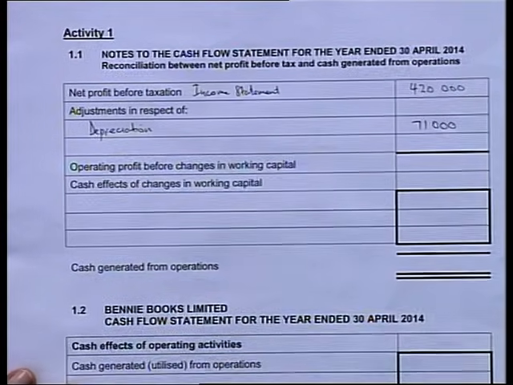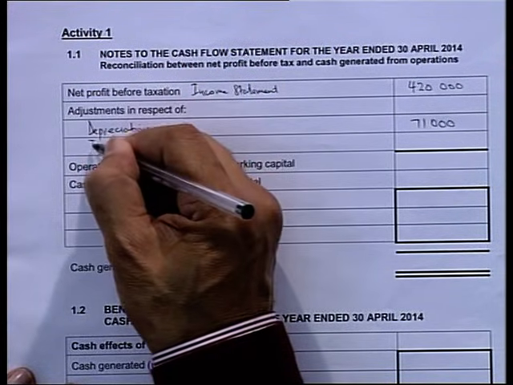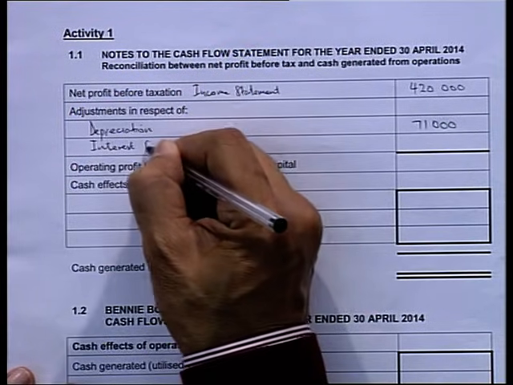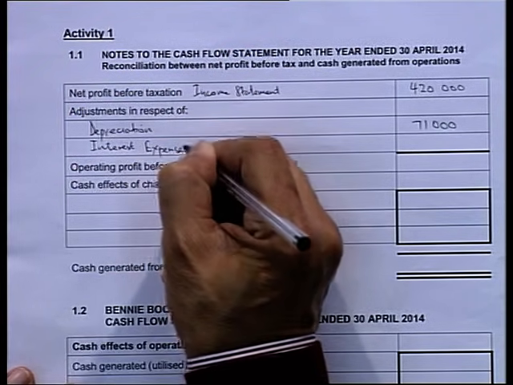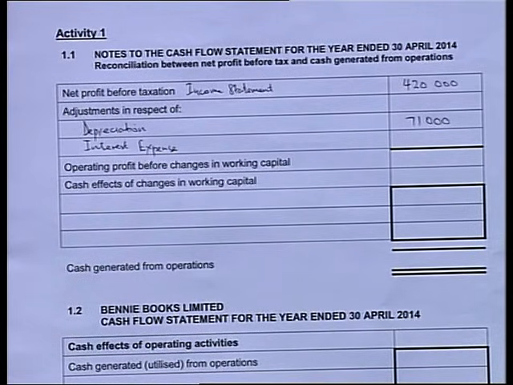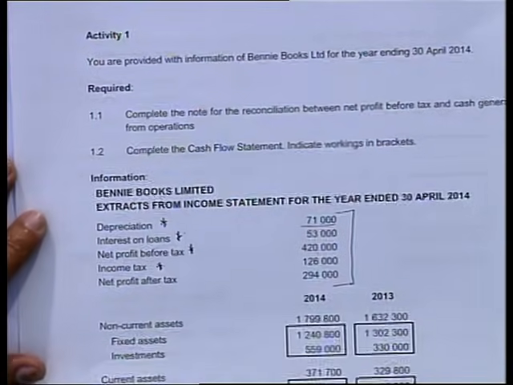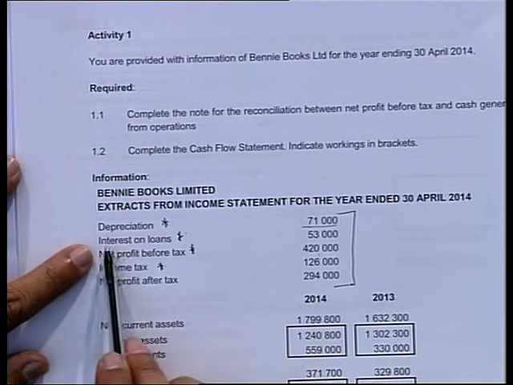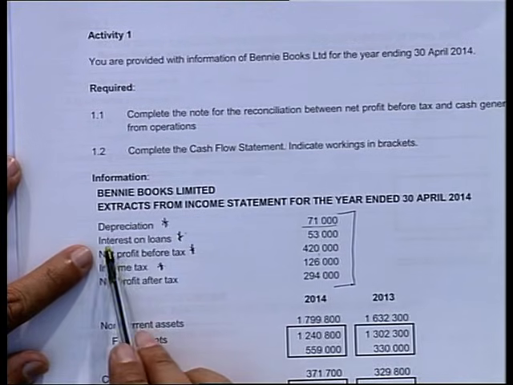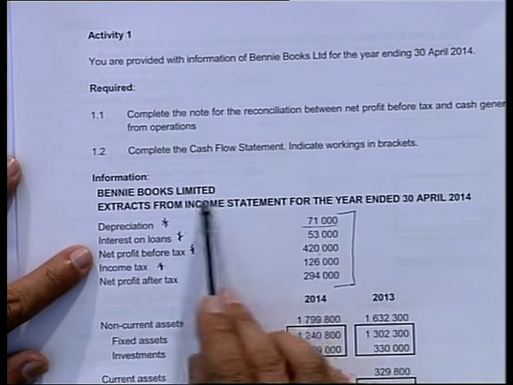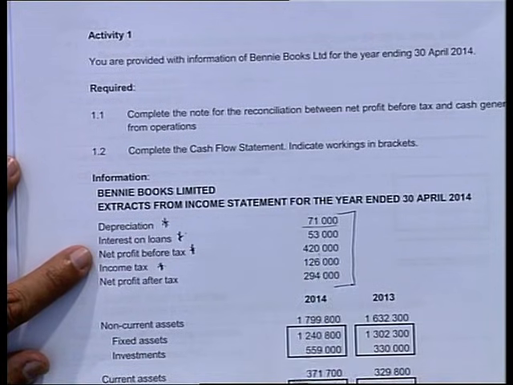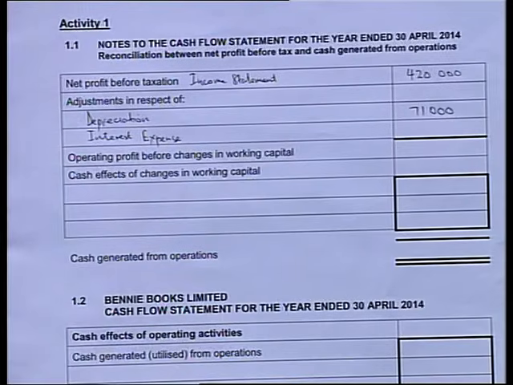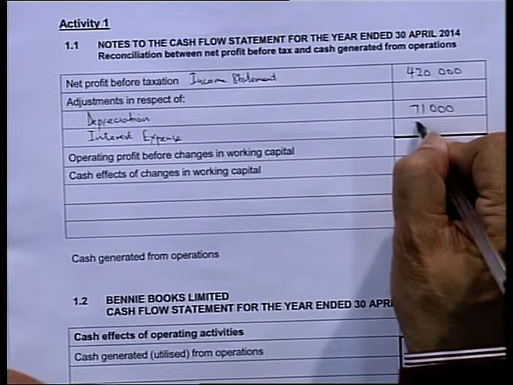Right. Next item, we're going to call it interest expense. Remember, although it says interest on loans, in your income statement there's a separate line at the bottom regarding interest expense. So when we take it from the income statement, we will call it interest expense, and in this case, the amount is 53,000. 53,000 is the figure that we'll write in just like that.